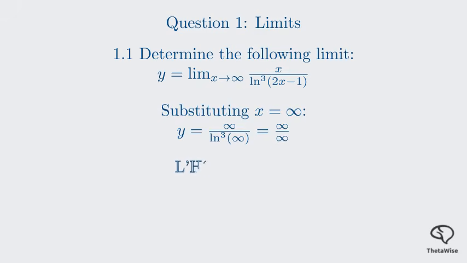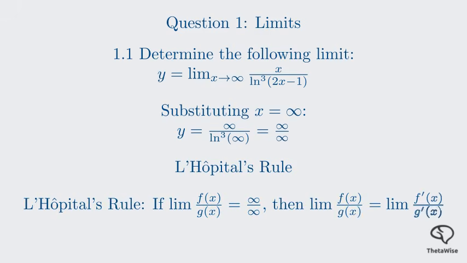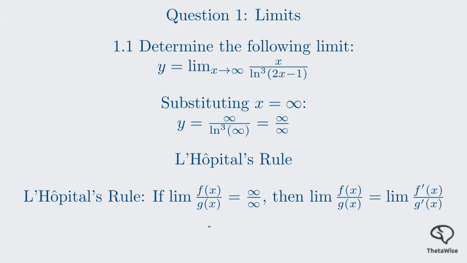When we encounter an indeterminate form like this, we can use a powerful tool called L'Hopital's rule. L'Hopital's rule states that the limit of a quotient of two functions is equal to the limit of the quotient of their derivatives. Essentially, we can take the derivative of the top and the bottom separately. So let's apply this rule to our problem. First, we need to find the derivative of the numerator and the denominator.